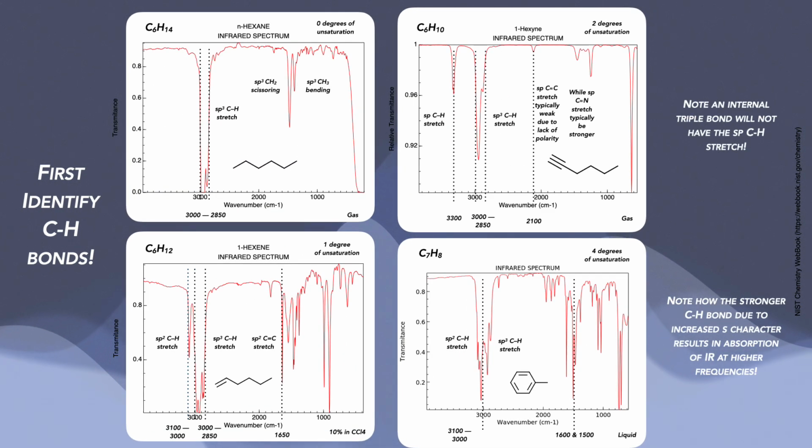But now we distinguish the type of carbon single bonded to hydrogen bond. sp3 C to H appears below 3000, while sp2 C to H appears slightly above 3000, and sp hybridized C to H appears near 3300. This happens because increasing s character strengthens the bond, which increases the vibrational frequency. So hybridization directly affects where the peak appears.